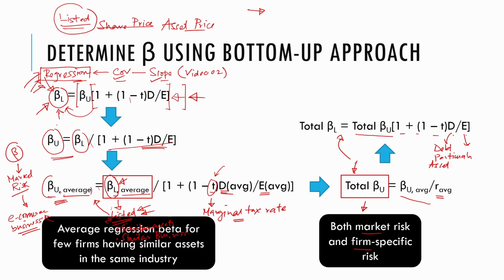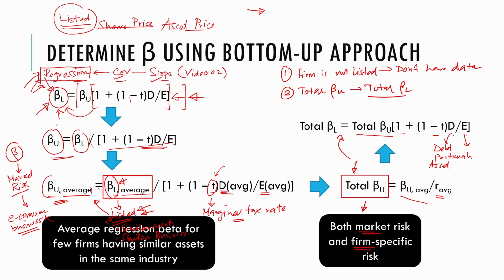So then what is the benefit of this approach? Clearly there are two benefits. One that I have told you: first of all, the firm is not listed. That means you don't have data to find this beta levered using the regression approach. And the second benefit is you are able to estimate the total beta unlevered or total beta levered also. And since this is total beta, this is also an estimate of both market risk and firm specific risk. Using the regression approach, you are unable to find this total value.